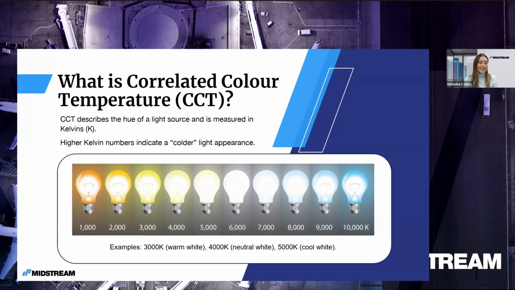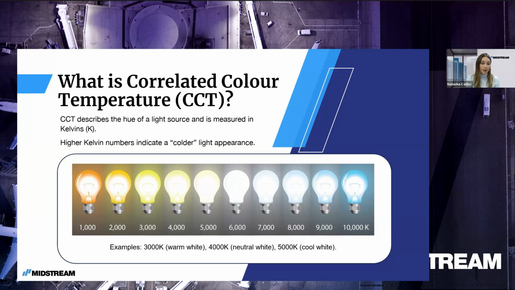So what is CCT? CCT stands for correlated color temperature. It describes the hue or the color of a light source, and we measure it in kelvins, represented by the K. It plays a crucial role in visibility, safety, and just the overall operational efficiency at airports.